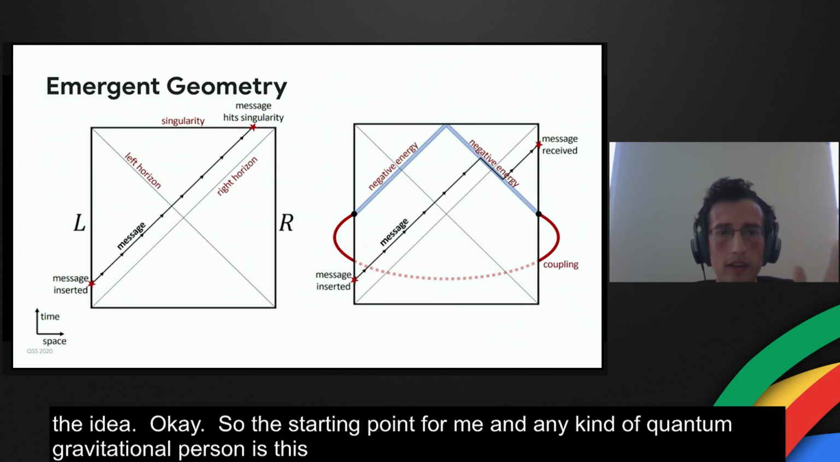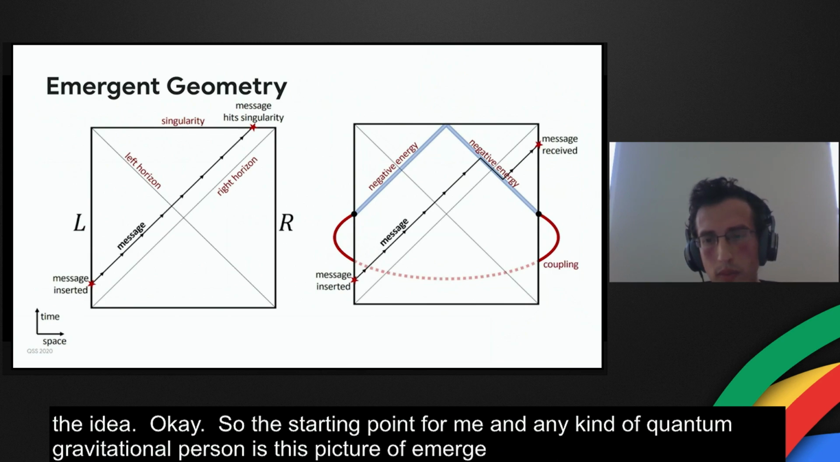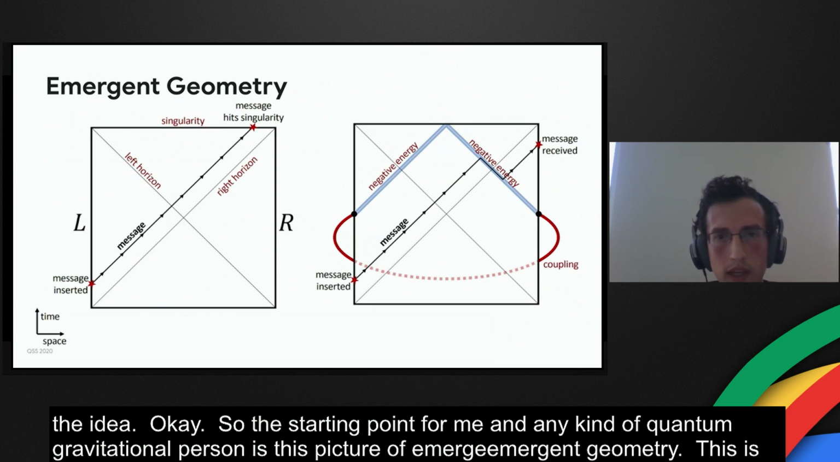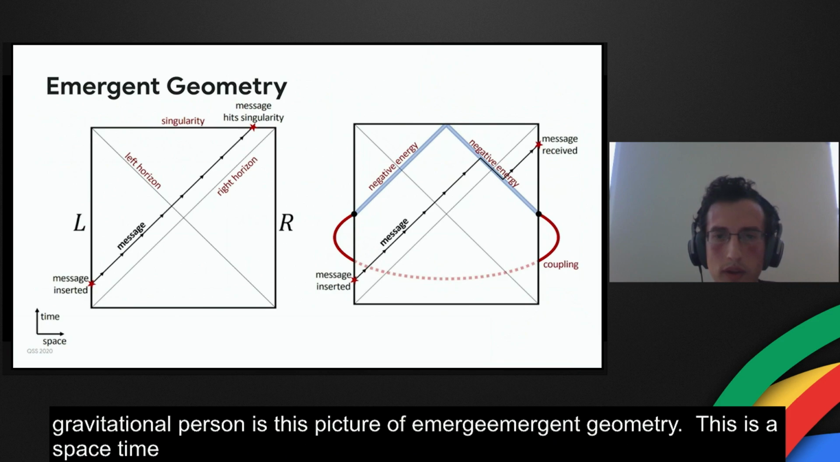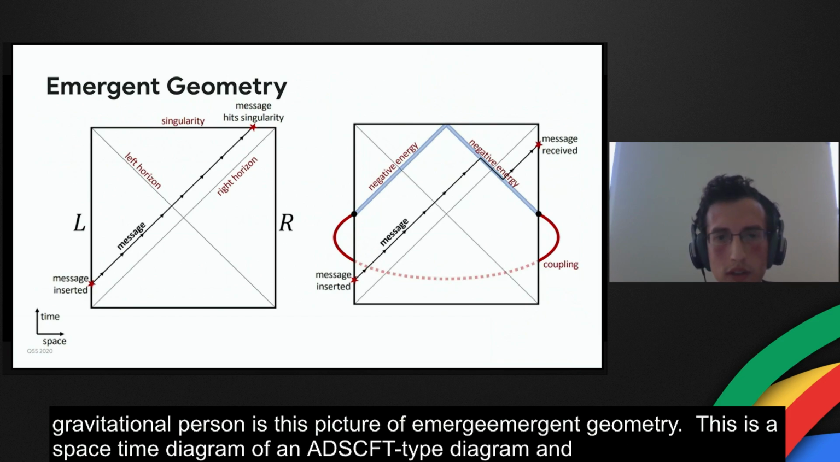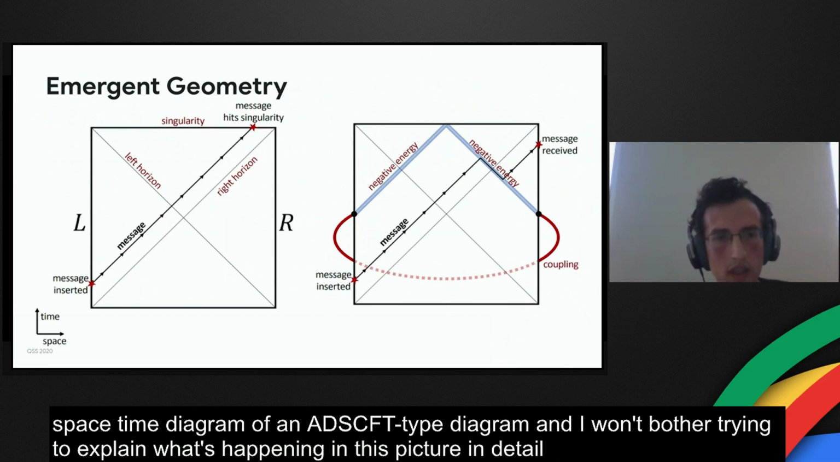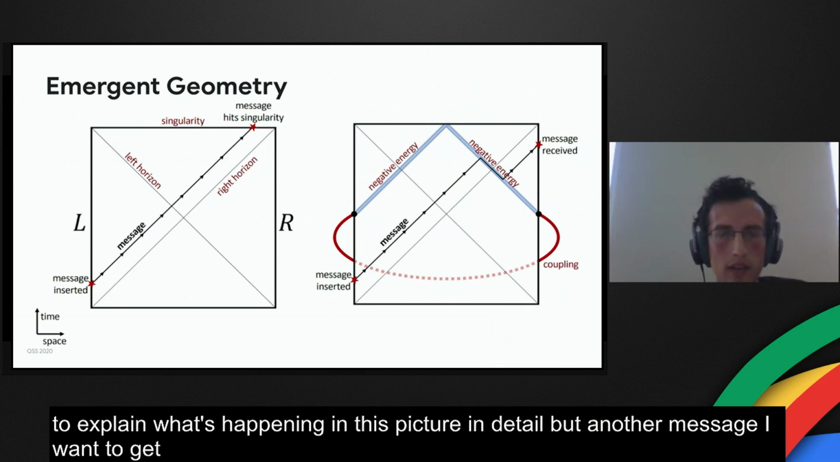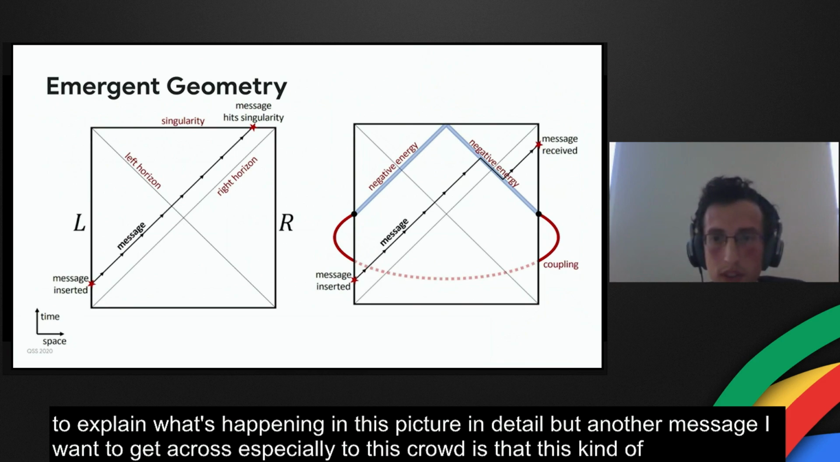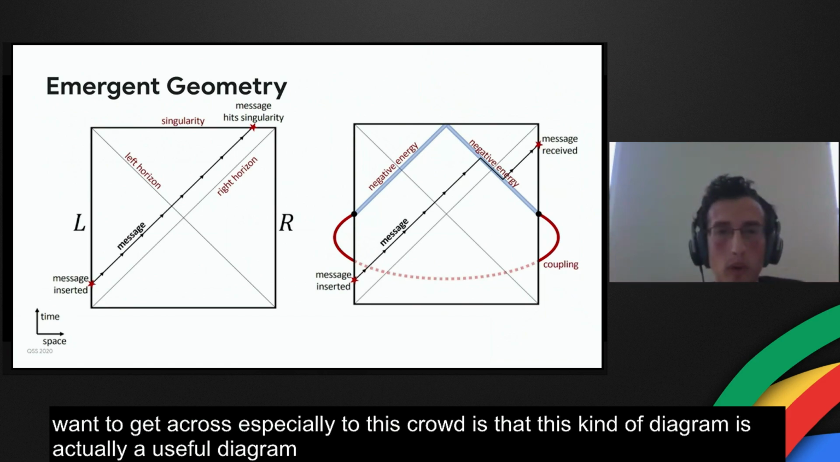These kinds of diagrams are maybe mysterious to people who haven't seen them before, but this is a space-time diagram of an ADS-CFT type diagram. I won't bother trying to explain what's happening in this picture in detail, but another message I want to get across, especially to this more quantum computing crowd, is that this kind of diagram is actually a useful diagram for thinking about issues in quantum information or quantum computing.